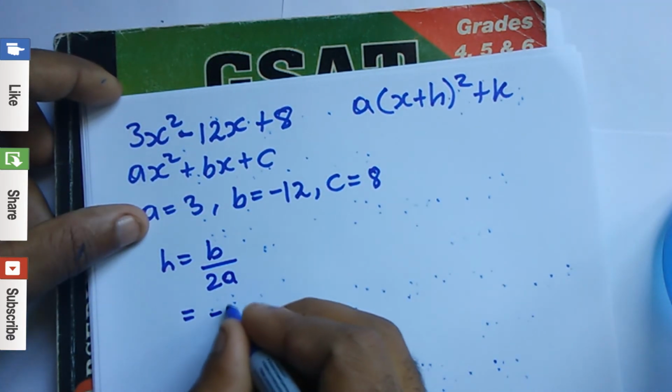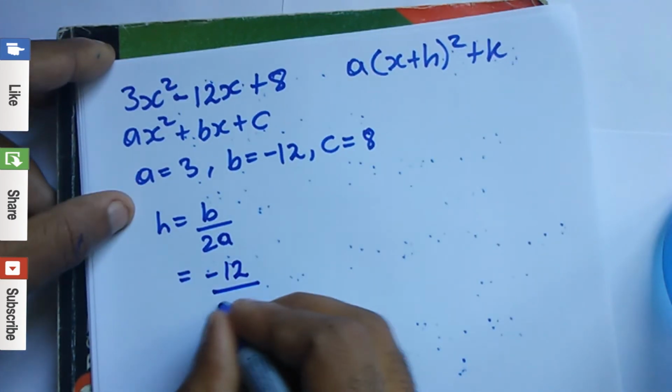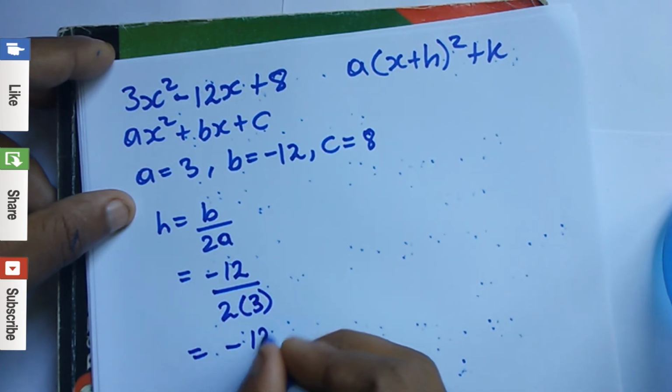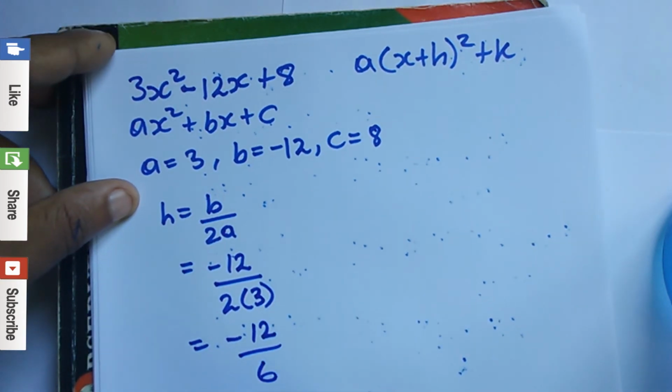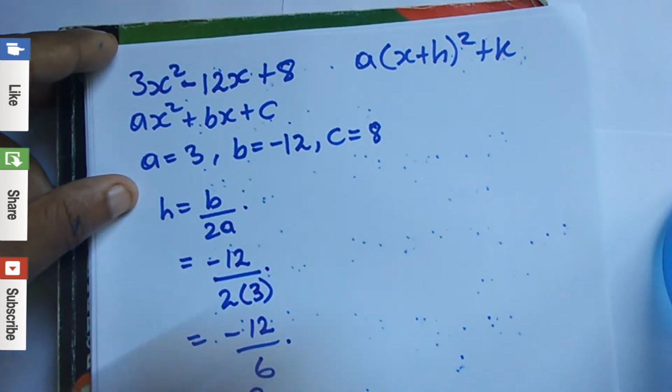So we have minus 12 divided by 2 times 3. So it's minus 12 divided by 6, which is negative 2. So that's the value for h.